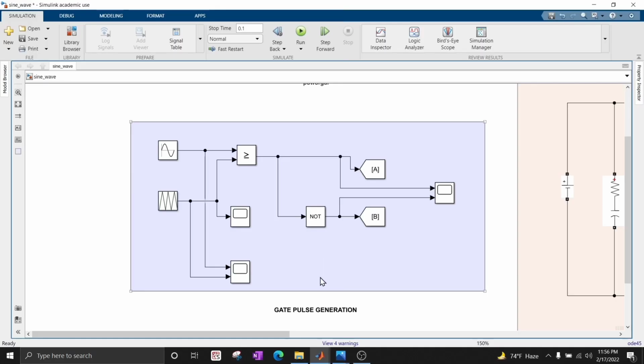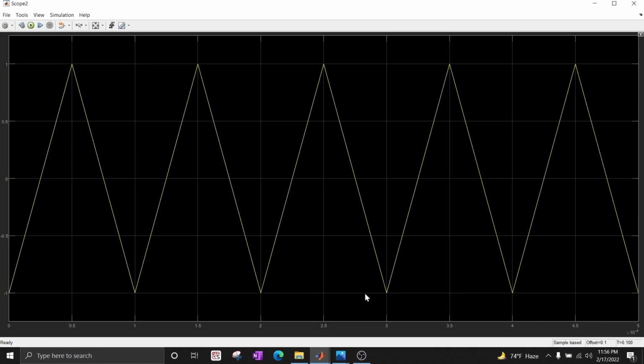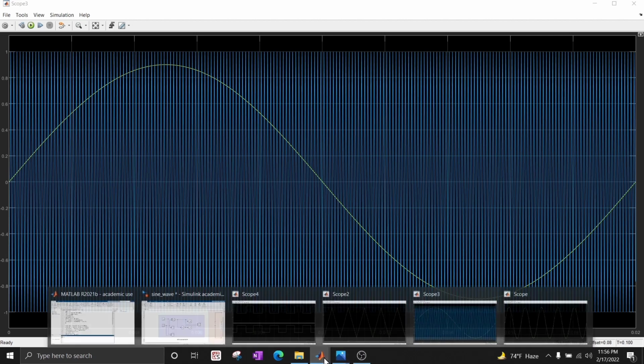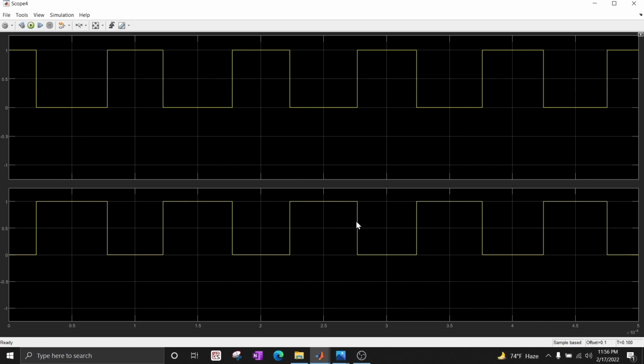So now we'll see the gate pulse generation circuit. Here is the triangular wave, which is the carrier signal. And this is the sinusoidal wave, that is the reference signal. We have used sinusoidal pulse width modulation, SPWM, technique for generating the gate pulses. The carrier and the reference is compared and the gate pulses are generated and the pulses are then fed into the circuits. So these are the gate pulses that we have generated.